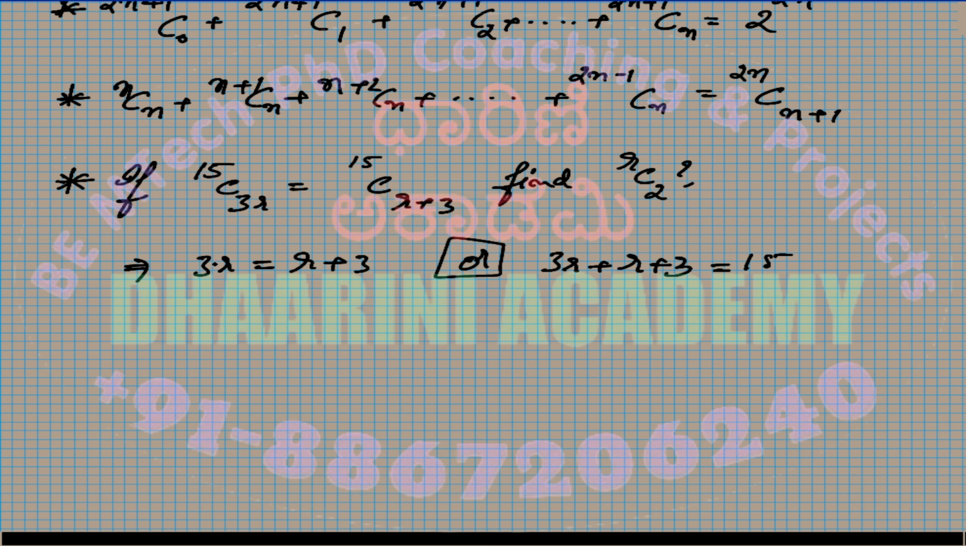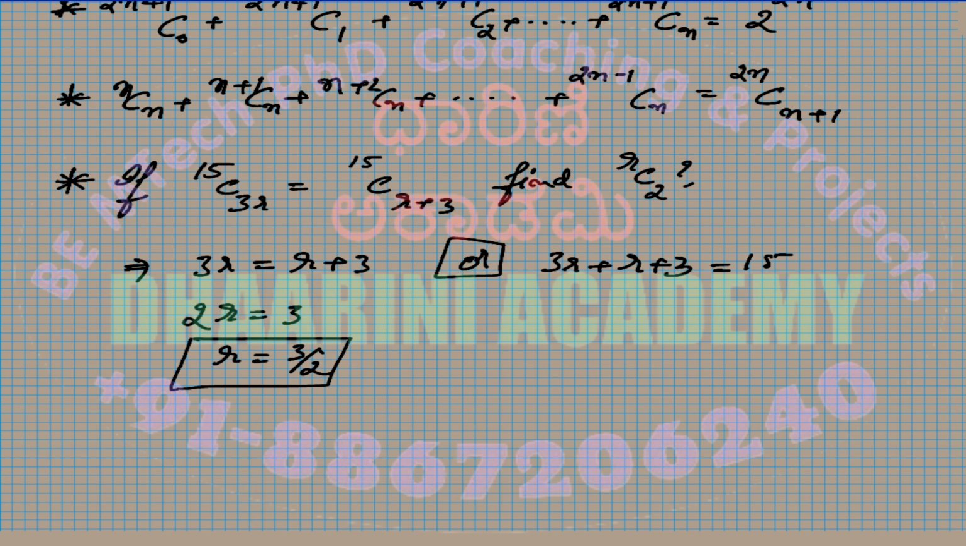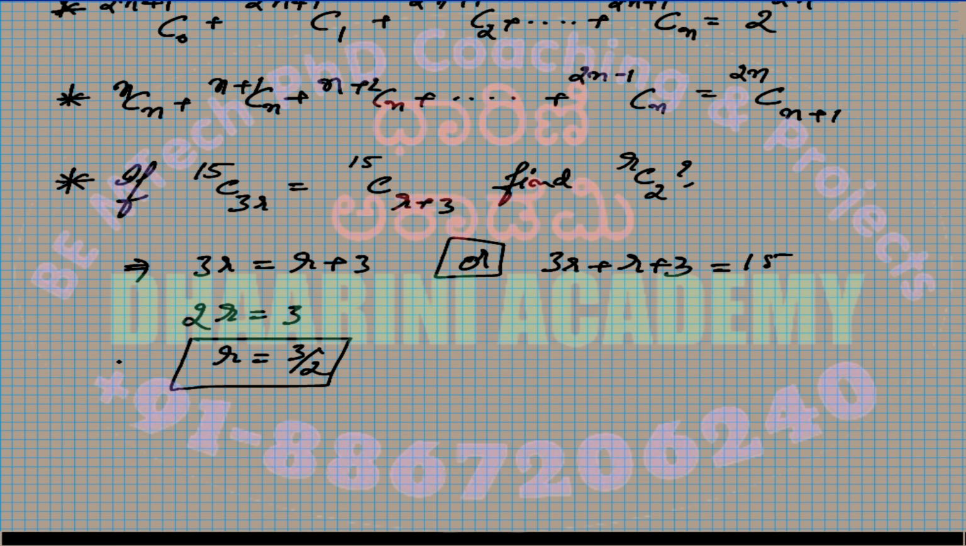So let's bring this to the other side. In this case, 3r minus r is equal to 2r, so 2r is equal to 3. So r is equal to 3 by 2. Is it possible? It means you are trying to select a fraction of items from a whole number. Taking 3 by 2 items from 15 items is not possible. You have to take either 3 or 4 or 1 or 2, no fraction. So we rule out this answer.